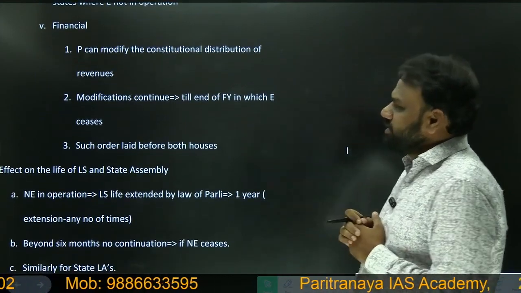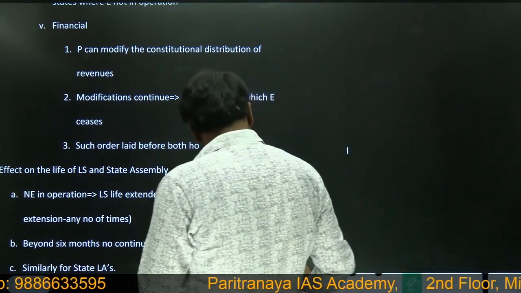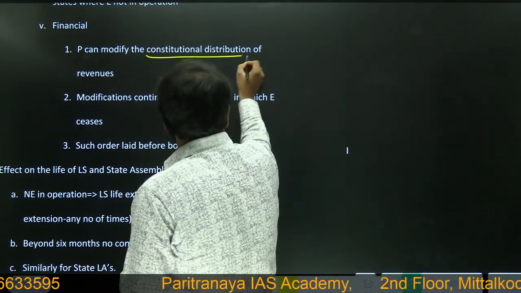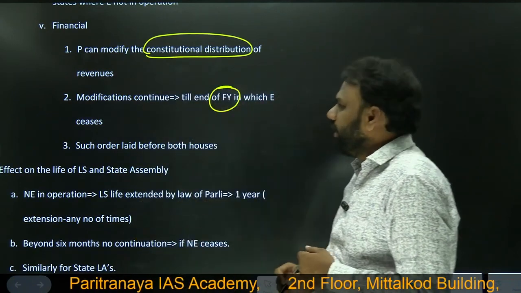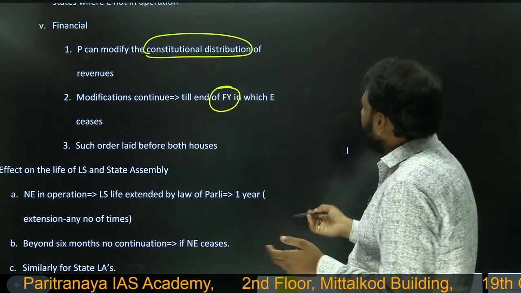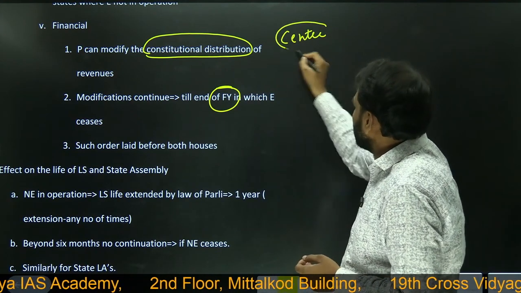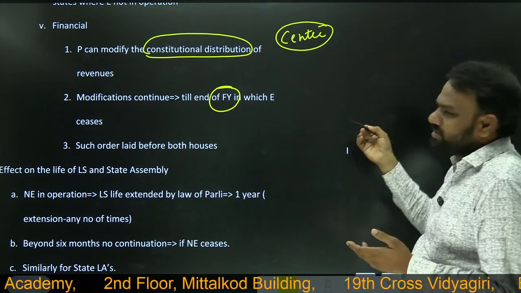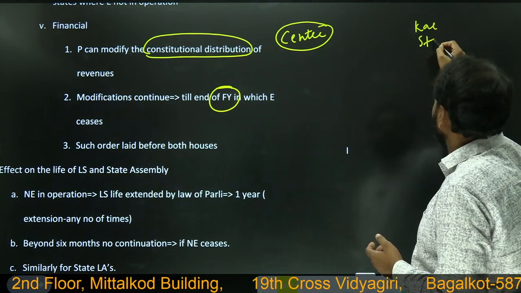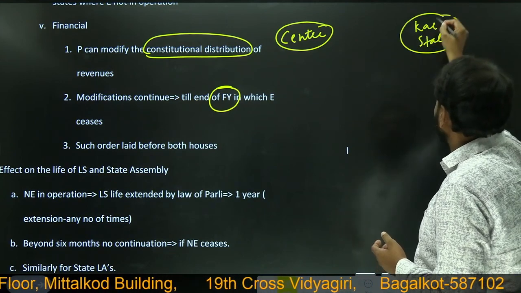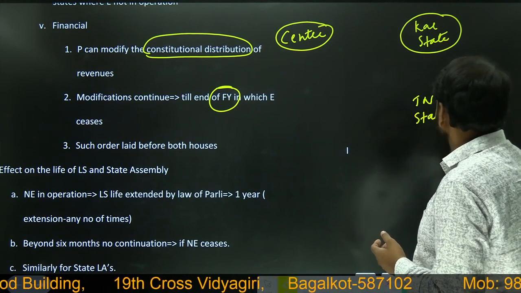Next, financial relationship. Here we'll come across the term constitutional distribution, at the end of the financial year. We have already seen that from the central government, funds are transferred to states. Let us assume Karnataka state. I'll take one more example, Tamil Nadu as a state.